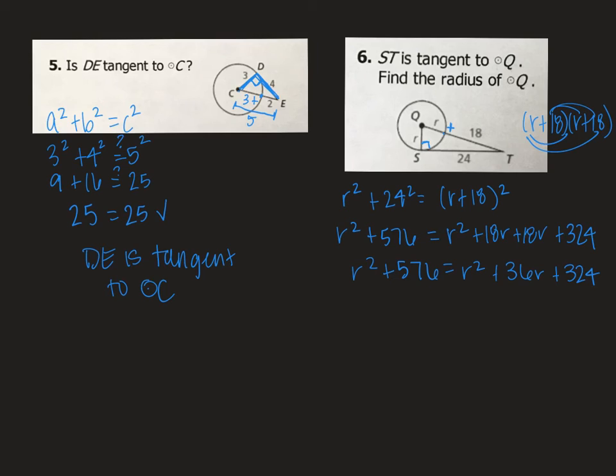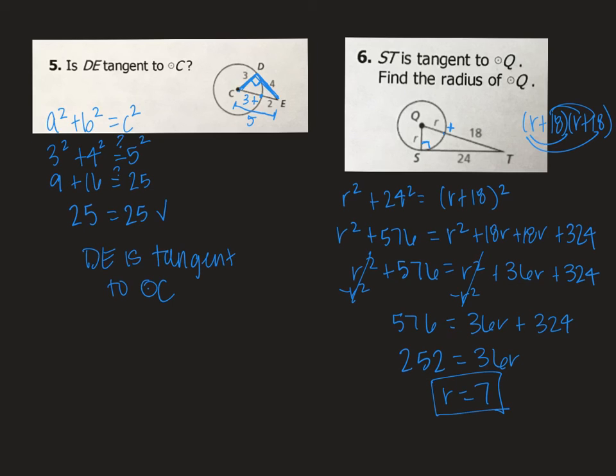So R squared and R squared. If I subtract an R squared on both sides, it's going to cancel out to 0 on both sides. So I've got 576 equals 36R plus 324. Well, now it's just a regular equation. So if I do 576 minus 324, I get 252 equals 36R. And when I divide by 36, I get a radius of 7.